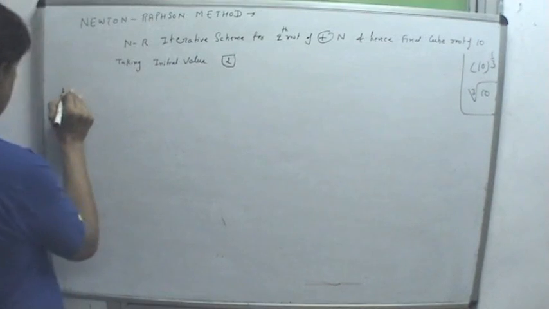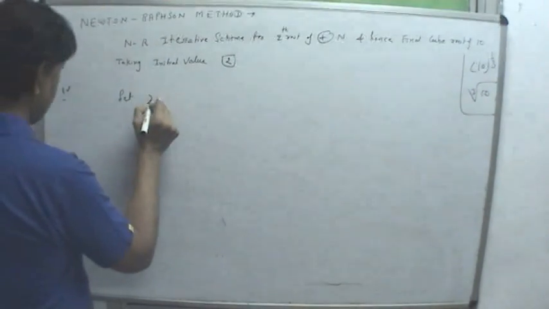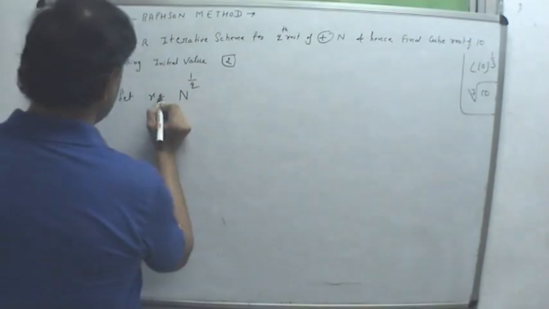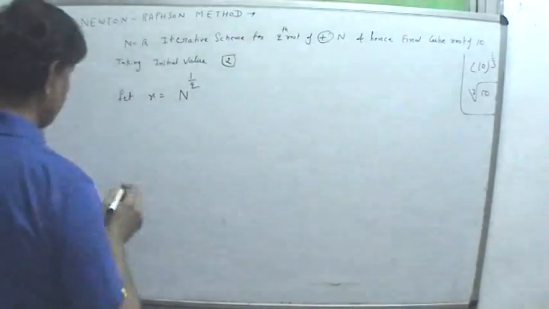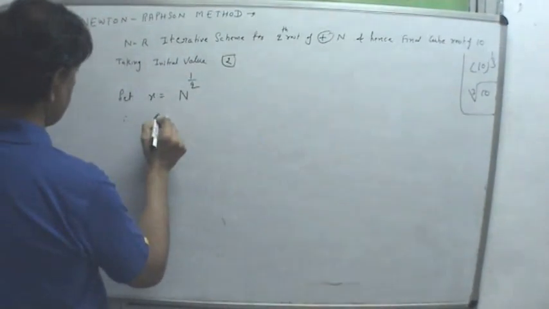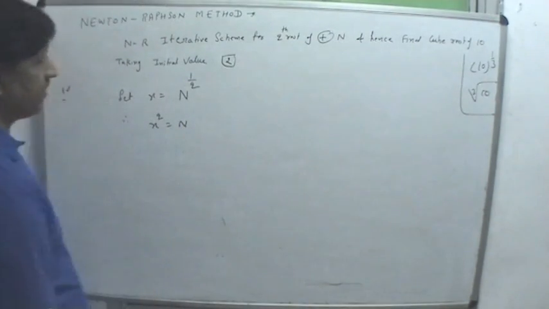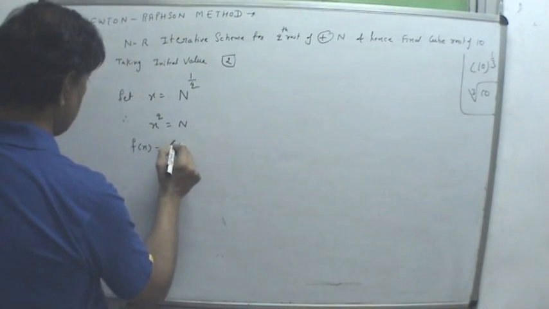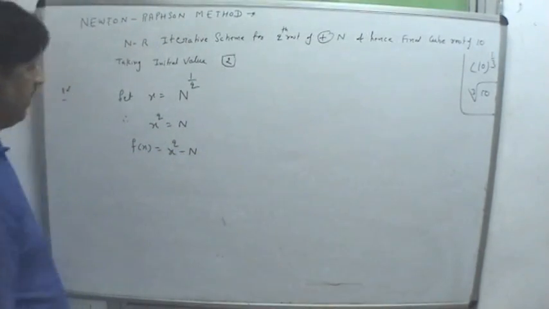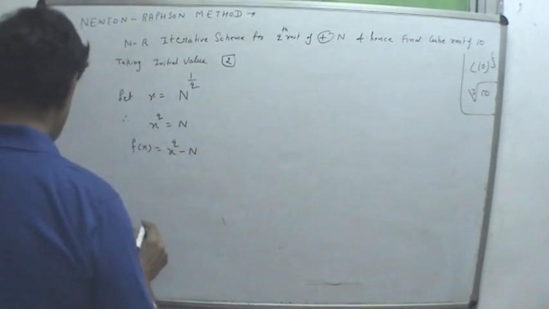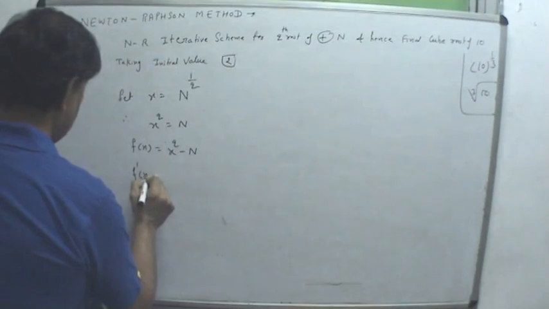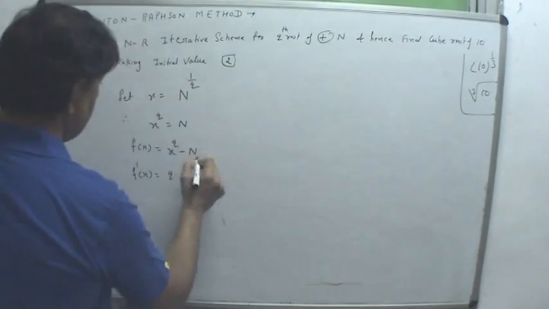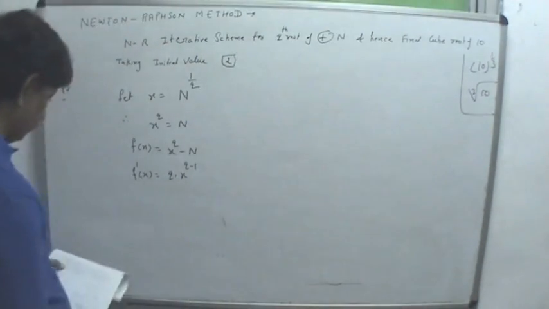Let x be equal to n raised to the power 1 by q, where n is a positive number. Therefore, x raised to the power q is equal to n, taking the qth power on both sides. Therefore, f of x is equal to x raised to the power q minus n. That is our given function. And if we find its differentiation, f dash x is equal to q into x raised to the power q minus 1, and the differentiation of n is 0.